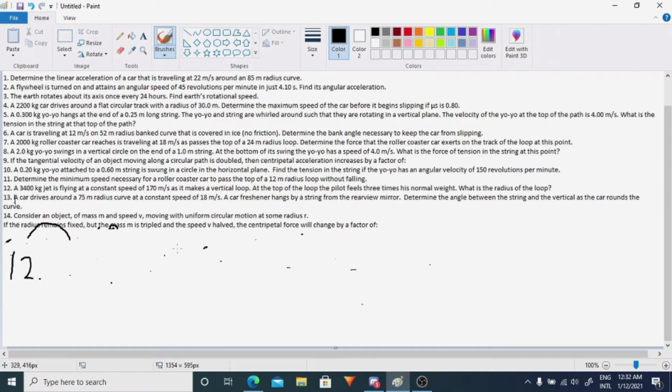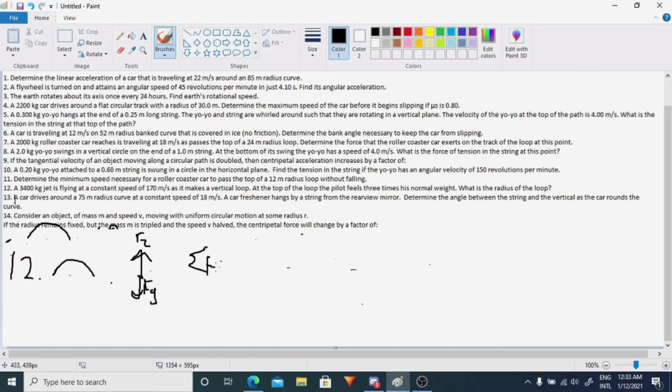Anyways, 12. A 3,400 kilogram jet is flying at a constant speed as it makes a vertical loop. At the top of the loop, the pilot feels 3 times his normal weight. Okay, so what is that saying? Well, first, let's draw the free body diagram. The loop is vertical, so this is going to be the force centripetal, pushing the pilot into his seat, and then we have the force due to gravity like this.